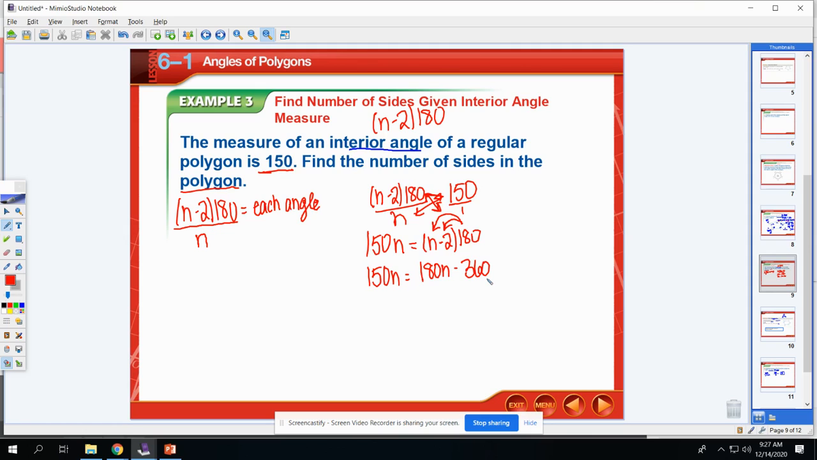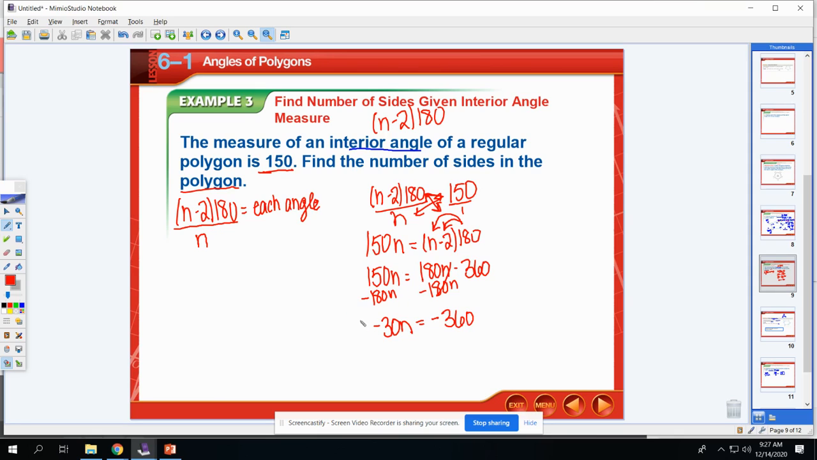And from here, if you notice, if we subtract our smaller n, 150n, we will have to add a 360 over to both sides. So we're going to do here where we actually just subtract our bigger n, 180n minus 180n, and we're actually going to get a negative number over here. So we're going to get negative 30n is equal to negative 360.